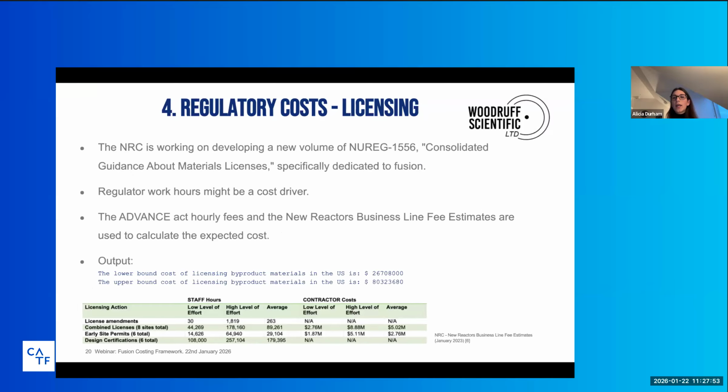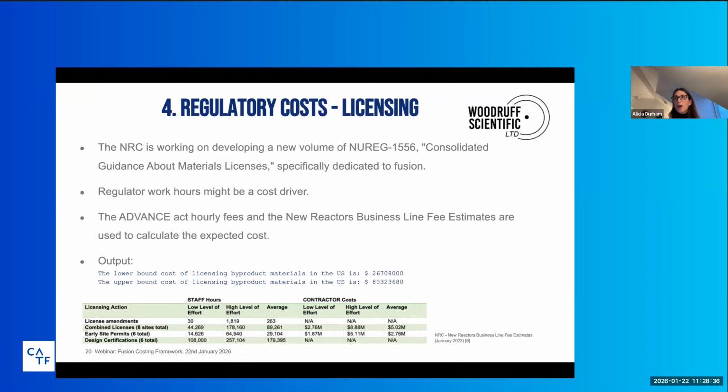We had a discussion about how this would be considered as a cost, and we understood that probably the regulatory work hours would be the cost driver. So we did get the Advance Act hourly fees and also some hourly fees from HSE, which is the UK regulator, and we put them in the code to capture the licensing fees. So this part of the code does select if your fusion power plant would be in the UK or in the US, and that's an input.